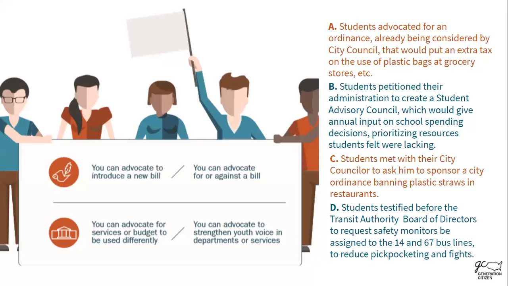So each one of these 4 examples connects to the 4 different types that are listed here on the left. So you'll see you can advocate and introduce a new bill. You can advocate for or against the bill. Think about the budget and how to use services differently. So like reallocating funds is a common way that students think about policy goals. And then just trying to get more youth voice involved. So the example here was showing that they create a student advisory council. And we've seen a number of districts develop this council due to Generation Citizen projects.